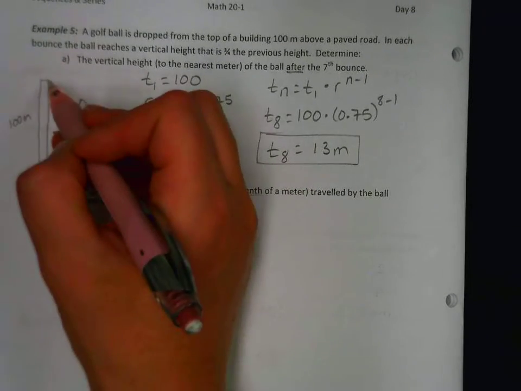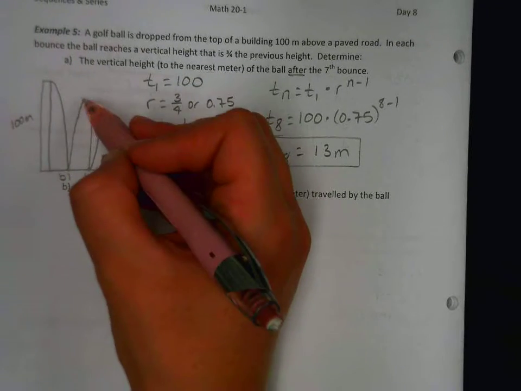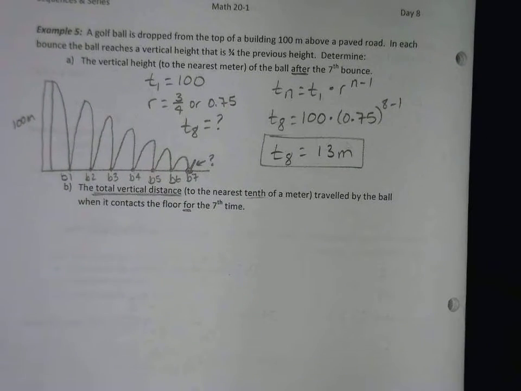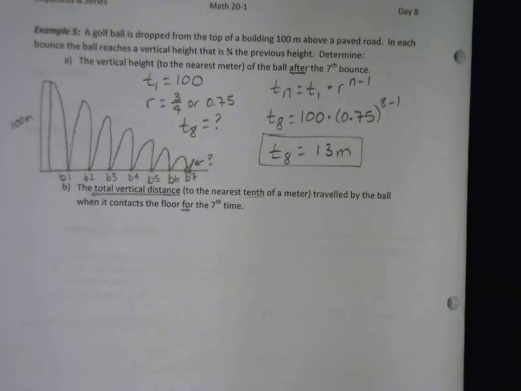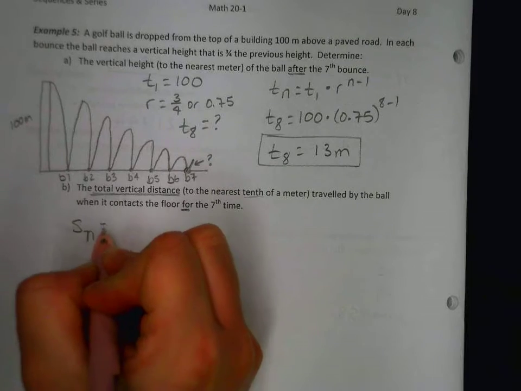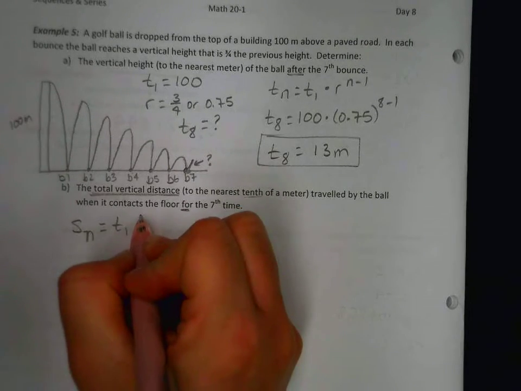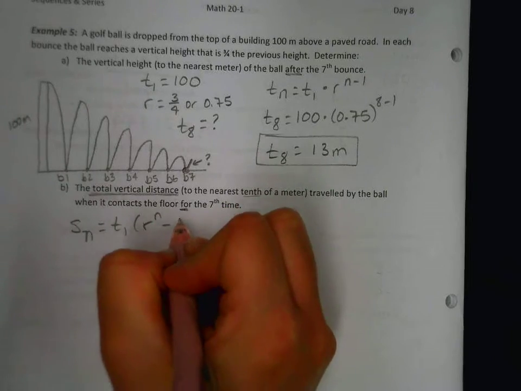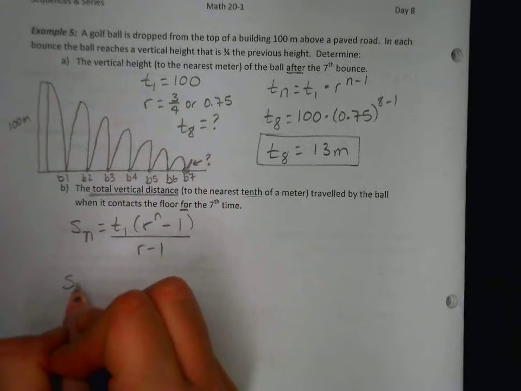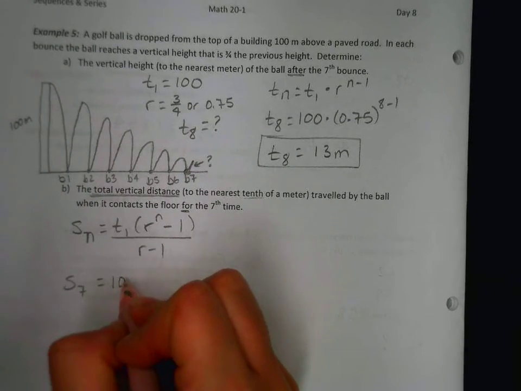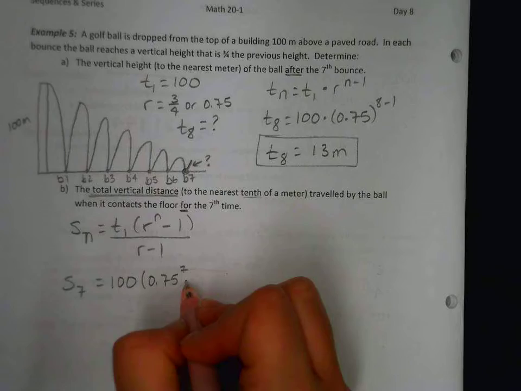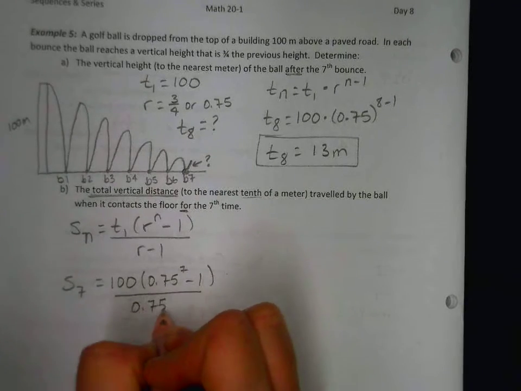It means we need to know this distance, right? We're adding up all of these distances. So technically, we are finding the sum of the first 7 terms. So thinking about our sum formula, we take our first term times our common ratio to the power of n minus 1, all divided by r minus 1. My first term is 100, so we're finding S of 7. My first term is 100 times my common ratio, which is 0.75, to the power of 7 minus 1, all divided by 0.75 minus 1.